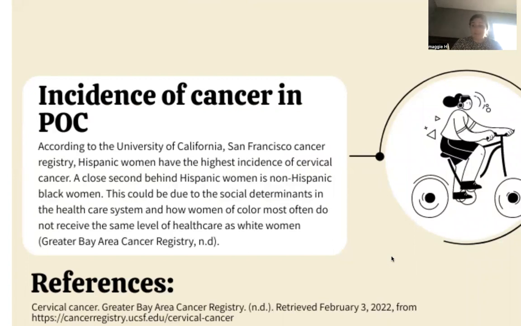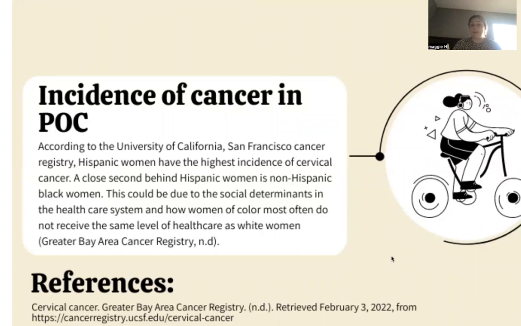And that's because, again, of a multitude of reasons, but the University of California, San Francisco Cancer Registry reported that Hispanic women have the highest incidence of cervical cancer. And second is Black women. And this, again, could be due to social determinants of health.